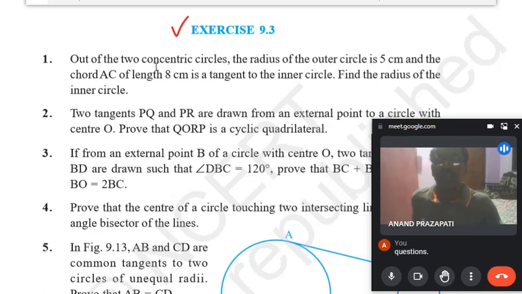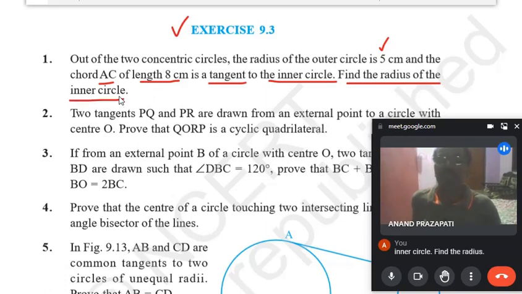Out of the two concentric circles, the radius of the outer circle is 5 centimeter and the chord AC of length 8 centimeter is a tangent to the inner circle. Find the radius of the inner circle. Hope that there is no problem to understand this question. Let's see the solution of this question.